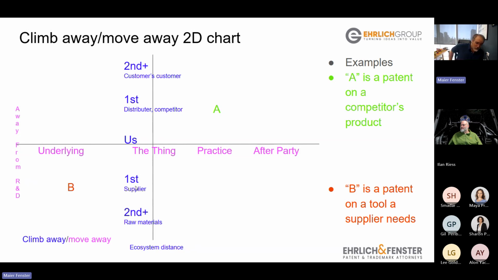Now, I'm not telling you that all of your patents should be everywhere. What I am telling you is when you look at this 2D chart, you can figure out how diverse you are in the type of IP that you're using and whether you've been limiting yourself to one small part of this area for no good reason.